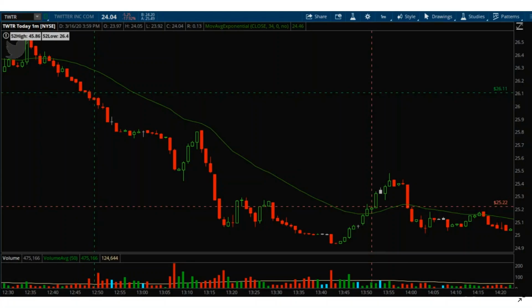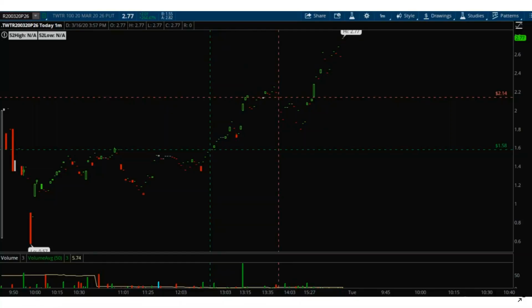So let's take a look at the contracts. This is the point where it crossed below that support line. This was 158 for that $26 put. And this line here lines up with where we were exiting based on the 34 exponential moving average cross. That is 214. So 158 to 214, that is a 35% gain. You can see it did give some back, and then it did go on to make a high of 277.